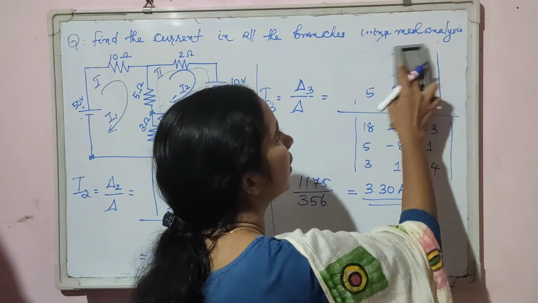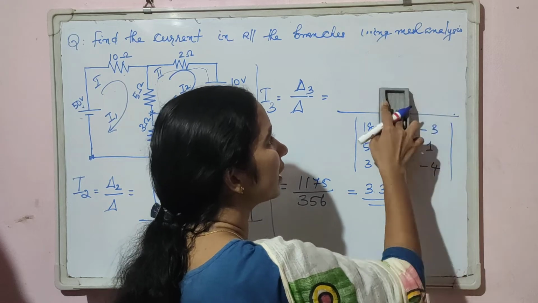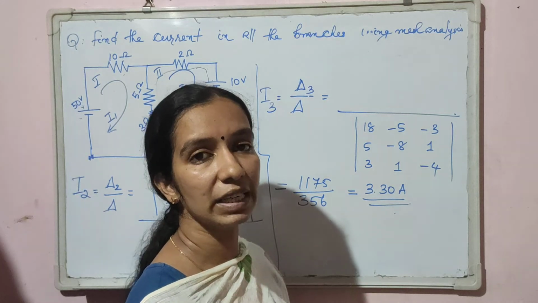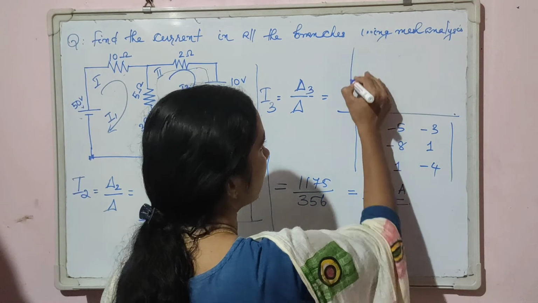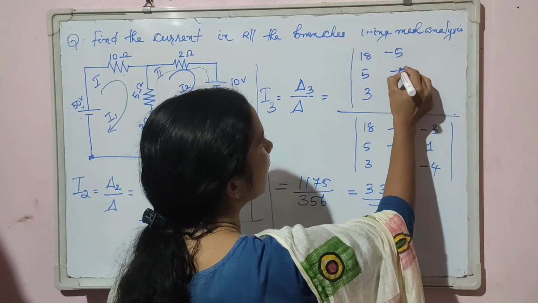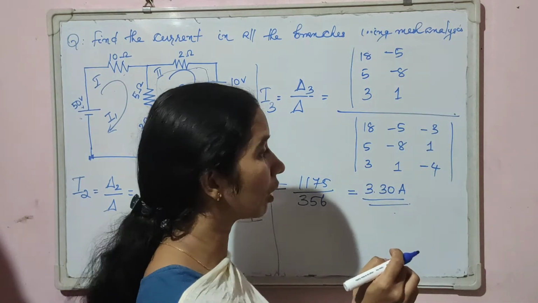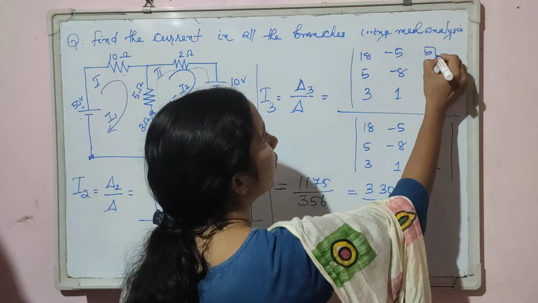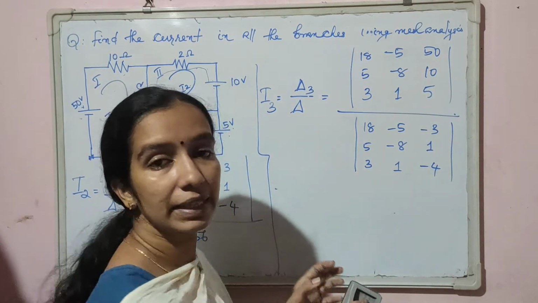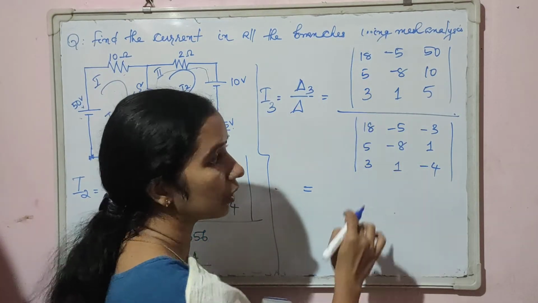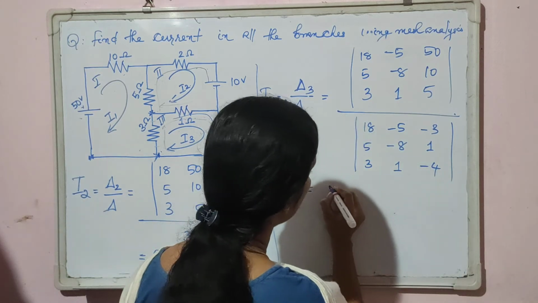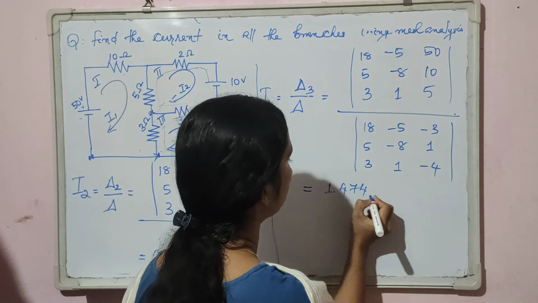delta, where delta 3 is the determinant of that matrix, which is obtained by replacing the third column of the resistance matrix by the voltage matrix. So it will become 18, 5, 3, minus 5, minus 8, 1, and instead of the third column write the voltage matrix 50, 10 and 5, divided by delta. So on calculating these two determinants and on dividing them, we'll get the value of I3 as 1.474 ampere.